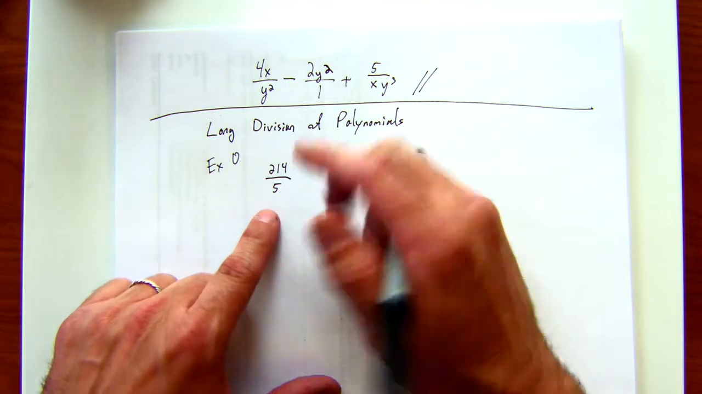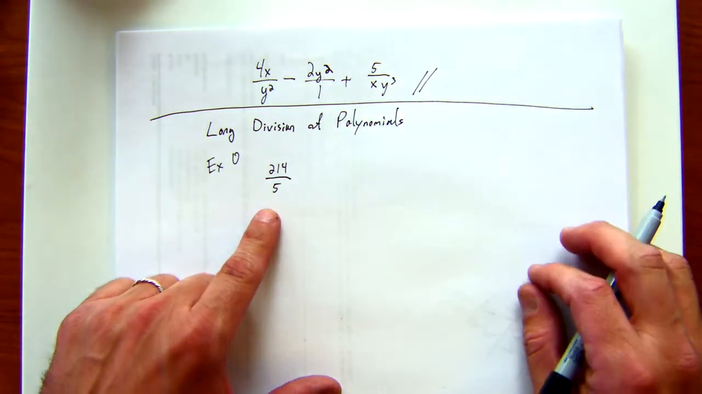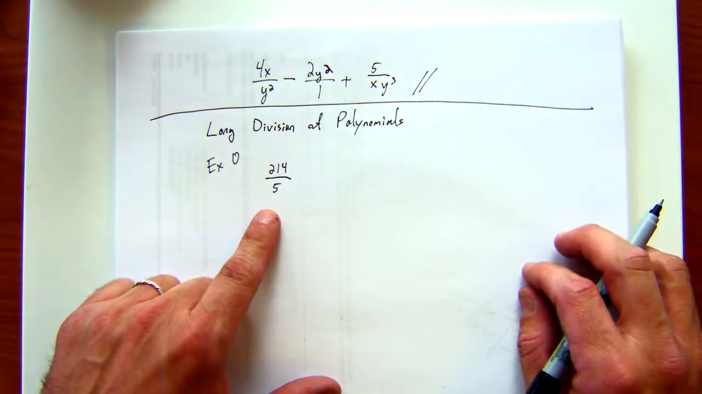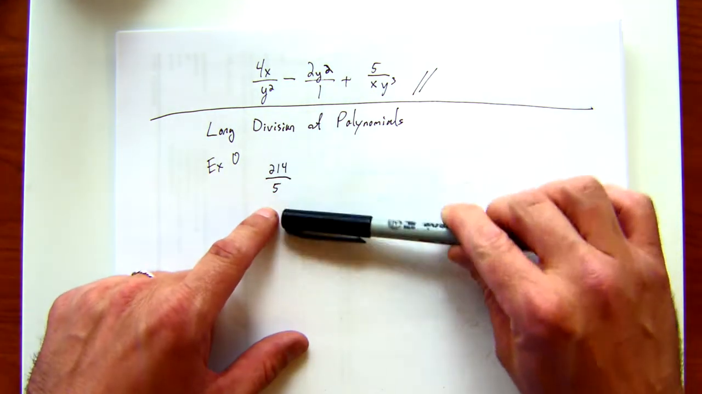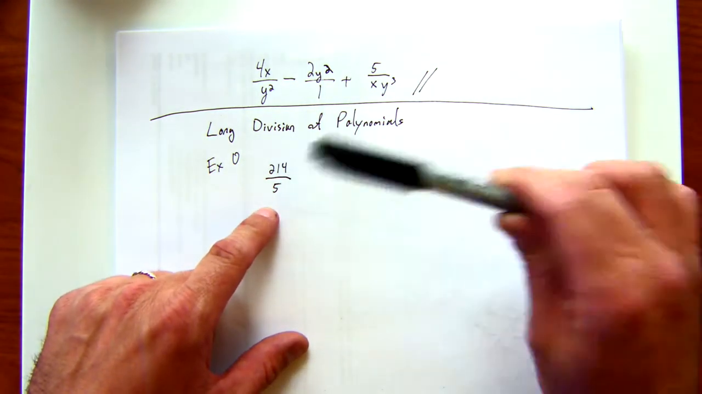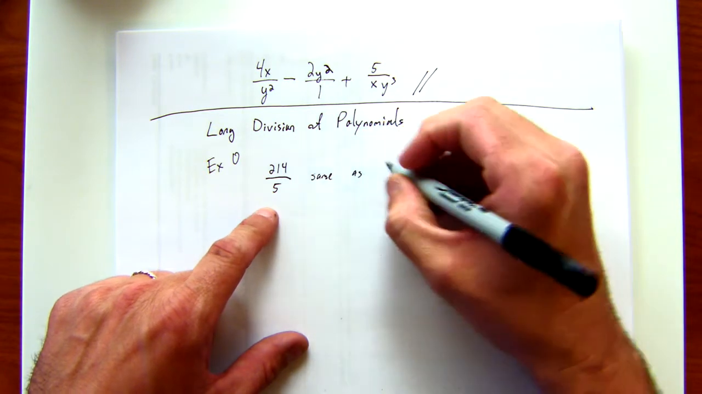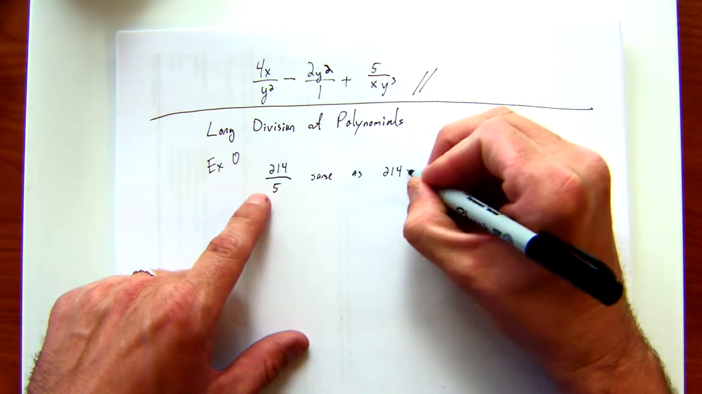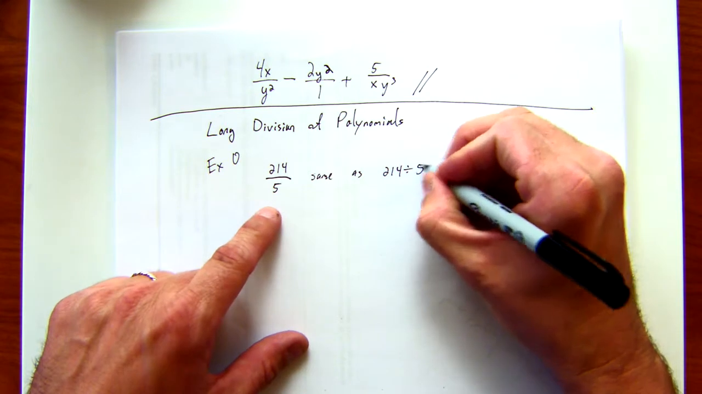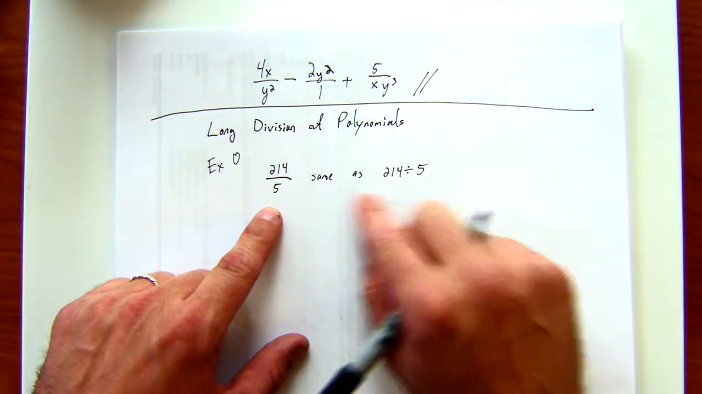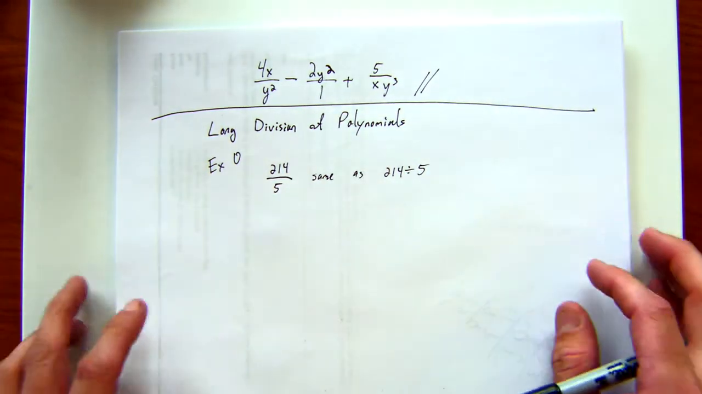How would I actually calculate this out? So just read it from the top. Always read the fractions from top to bottom. This is the same thing as 214 divided by 5. Right? Top divided by the bottom. Same thing we were doing a minute ago.